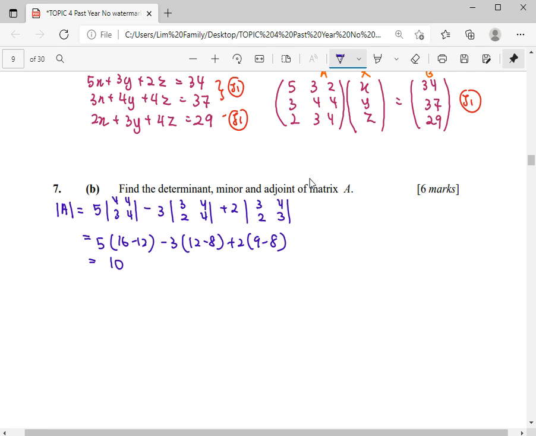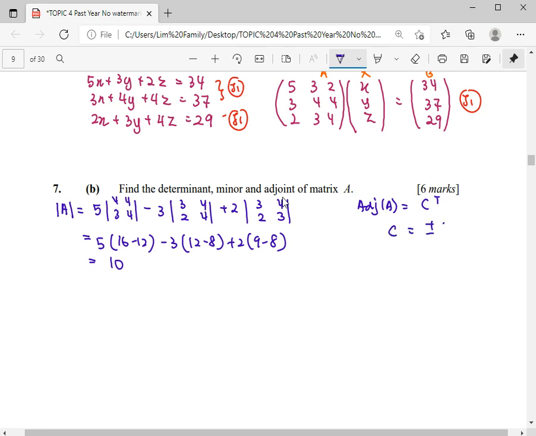Then we cannot skip to cofactor, because the question asks us to find minor first. So when we want to find adjoint, what is our concept? Our adjoint of matrix A is cofactor transpose. Most of the time I will skip finding minor, find cofactor, then do the transpose to get adjoint, because the question asks me to find adjoint. But for this question, they ask us to find minor first. As we revise here, adjoint is finding cofactor and transpose.